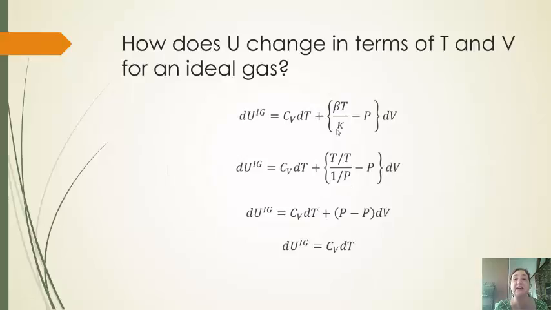So again, our test on all of these is, let's try it out with an ideal gas and see what happens. See if it agrees with what I already understand. So in this case, I have beta T over kappa. Beta is 1 over T, kappa is 1 over P. Play with the algebra a little bit, I end up with P minus P, 0. And so I have Cv dT plus P minus P dV, or just Cv dT, the expected result.